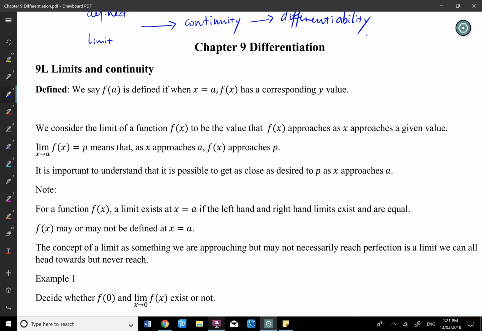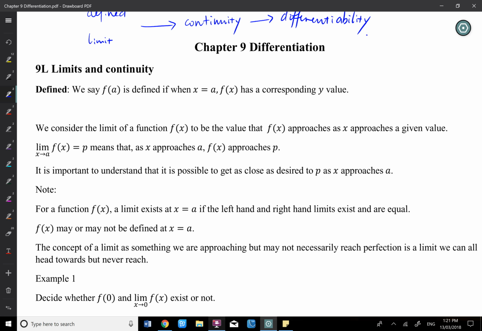Define is the easiest thing of these 4. A define is nothing to do with differentiation. It is when you have x equals a, you can give a y value. Then we say at x equals a, it is defined. So when you sub x equals a into the function, you get a value. Then we say it is defined.